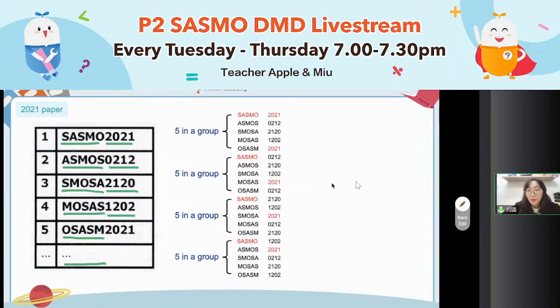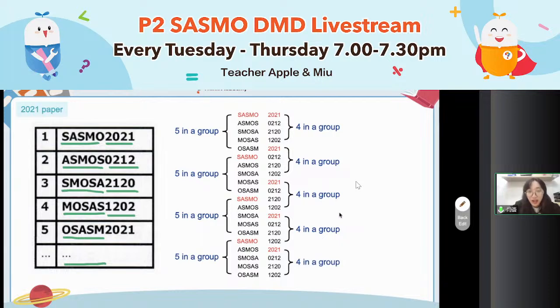Okay, and what about the number part? Look, 2021, 0212, 2120, and then 2021. How many numbers are there in one group? Could you please tell me? Yes, it should be 4. So now you see 4 numbers are there in one group. And then another 4, another 4, another 4, another 4.